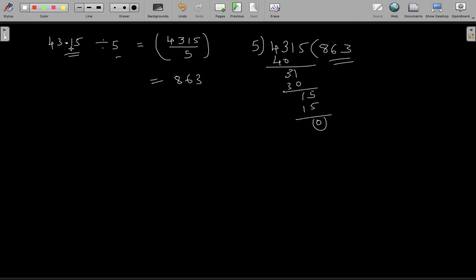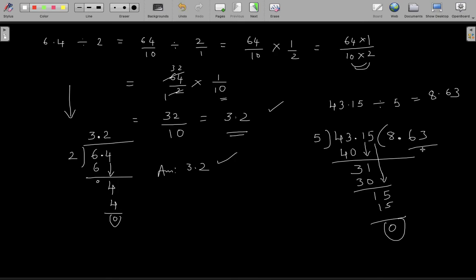But how many positions do you have after the decimal point? You have 2 positions. So we're going to leave 2 positions. Keep a decimal point here. So you get your answer as 8.63. Understand? This is one way of doing it, which is 8.63 by direct division.